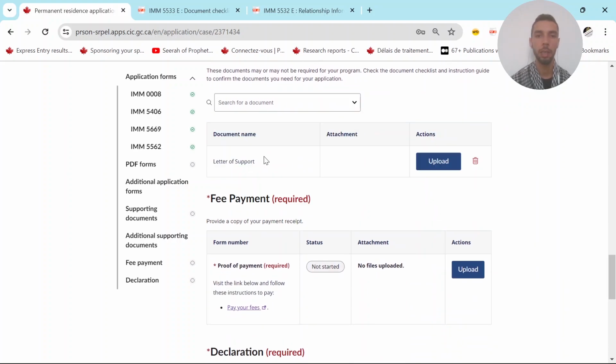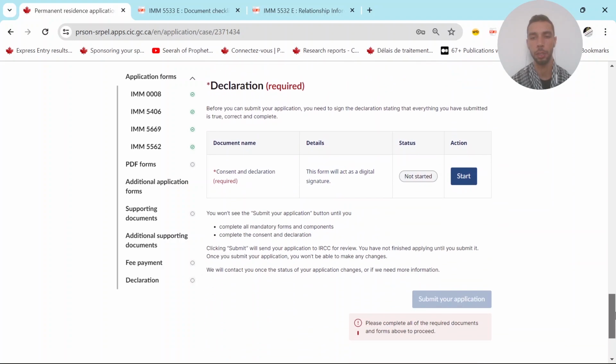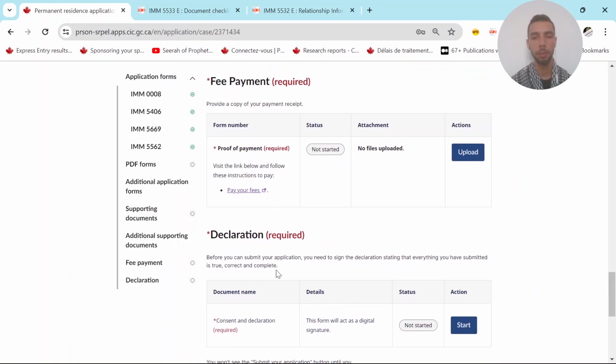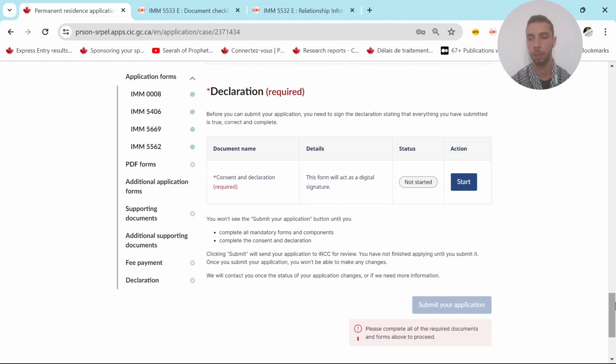You have a list here. Let's say, for example, that you want to upload a letter of support from your parents in Canada that says that they're going to be hosting you for the first few months while you arrive. You add the letter of support, you upload it here, and you attach it to your application. Once you're done, you have to pay the fees and sign the declaration, and then you submit your application.